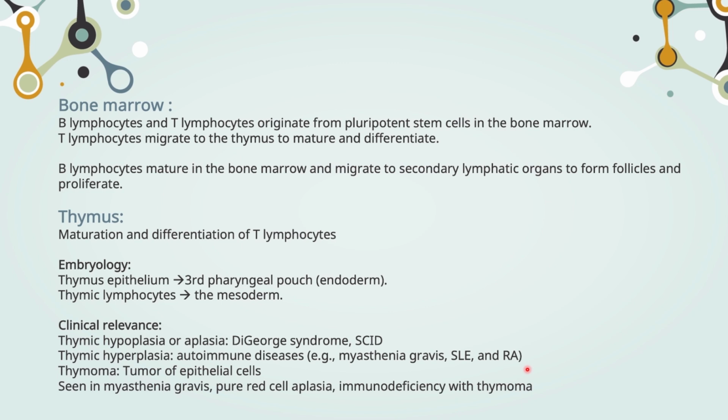It's a tumor of epithelial cells. And like I said, myasthenia gravis is highly associated with thymic hyperplasia and thymoma. Other diseases associated with thymoma are pure red cell aplasia and immunodeficiency with thymoma. These three are super high yield and associated with thymoma.